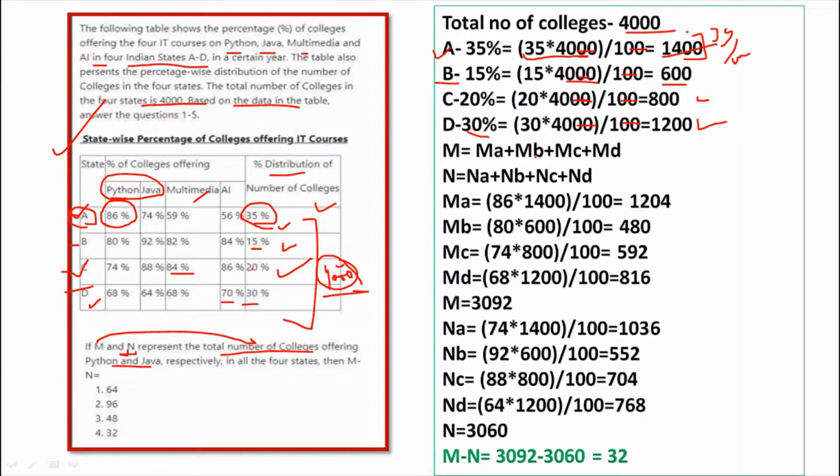Right? So this way we get the number of colleges in every state. 1400 in state A, 600 in state B, 800 in state C, and 1200 in state D. This is the data. Now M and N as given, M is the total number of colleges offering Python and N is the total number of colleges offering Java. So colleges offering Python in state A plus state B plus state C plus state D will become M, and colleges offering Java in state A, state B, state C, state D will become N.